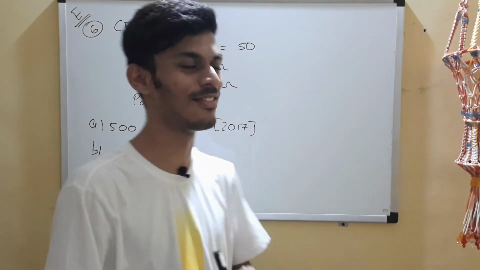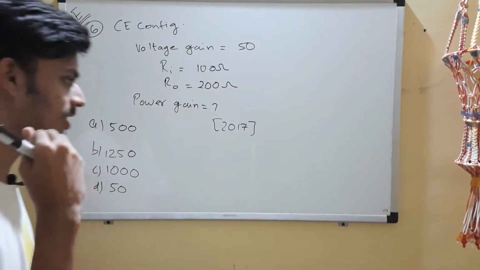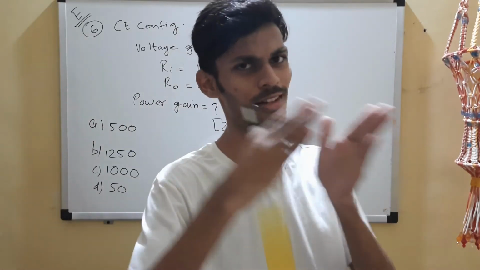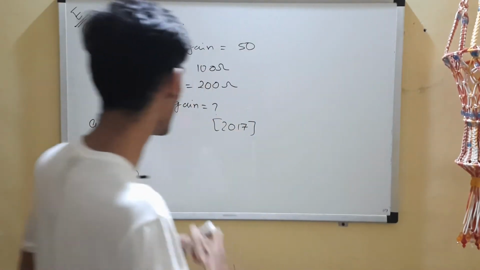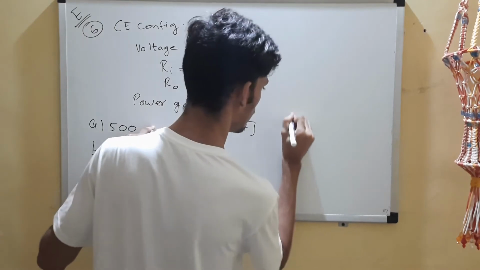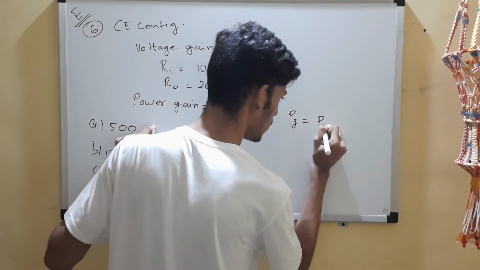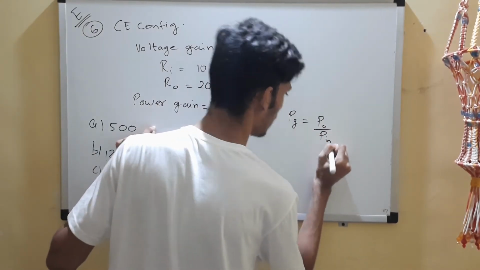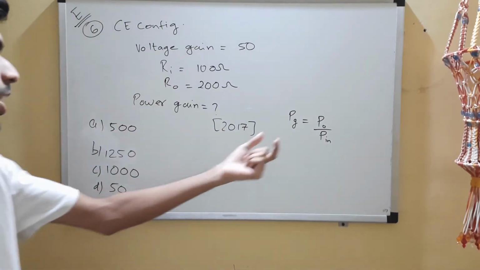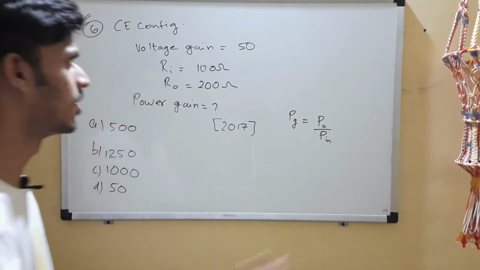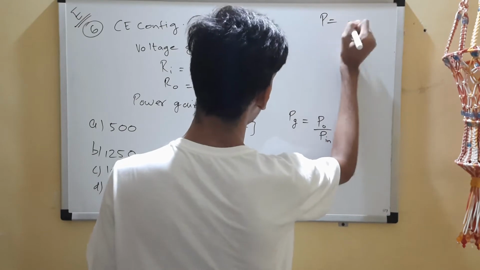So the approach that we are going to use over here is just the one that I taught you in the previous question. Okay, so the power gain over here will be nothing but output power by input power, right? Gain is output by input, so power gain is output power by input power.